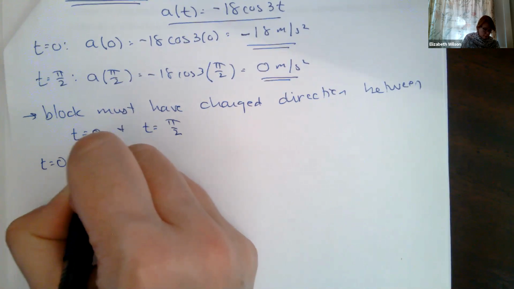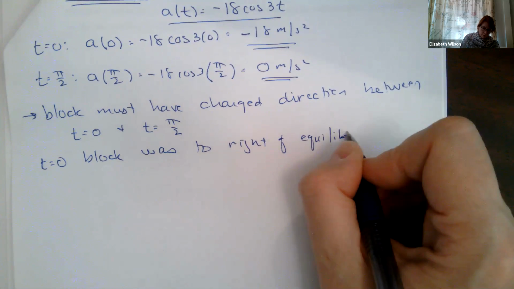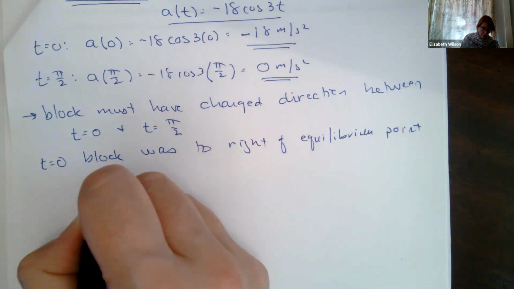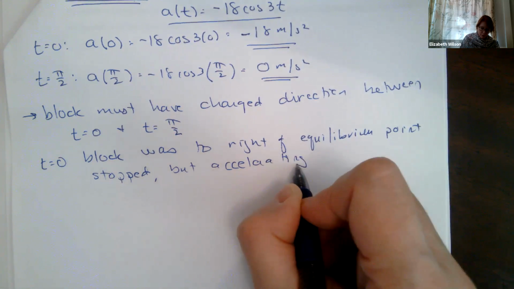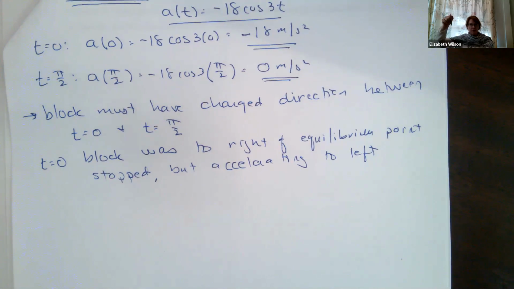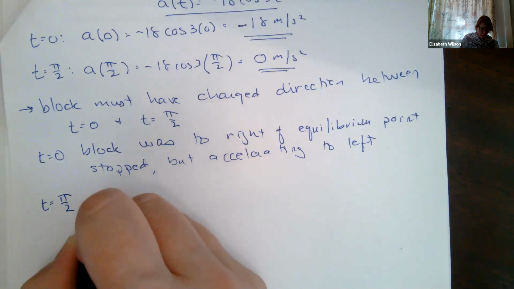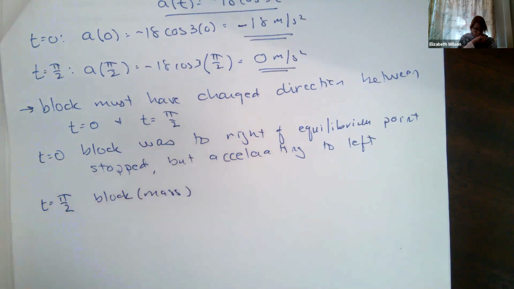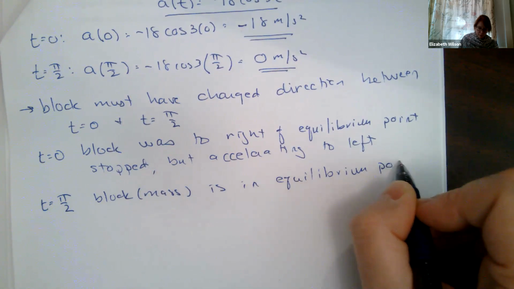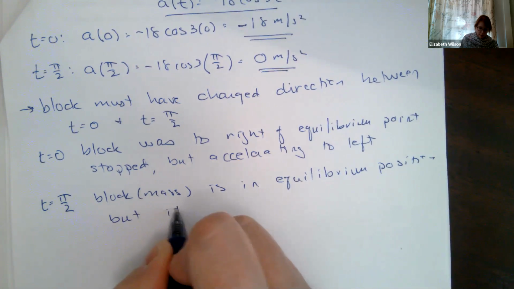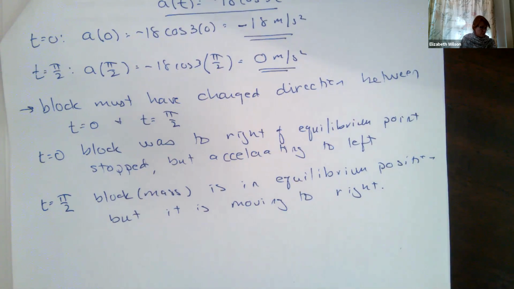At t equals 0, our block was to the right of our equilibrium point. And it stopped. It was accelerating to the left, right? That's what this means. It stopped, but it's accelerating to the left. Okay. So at t equals pi over 2, our block, our mass, is in the equilibrium position, but it is moving to the right. So it's changed direction somehow.